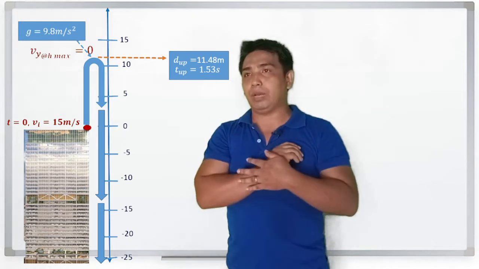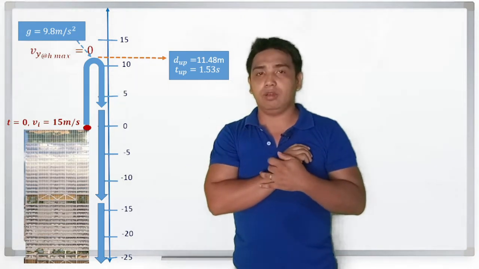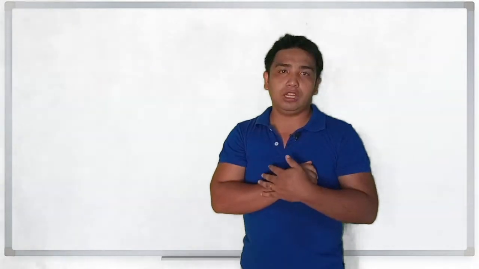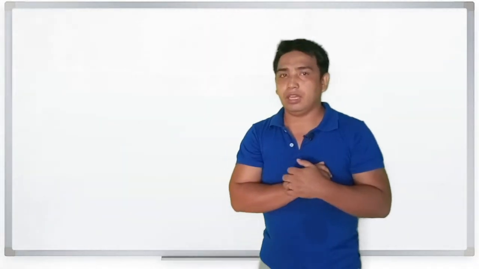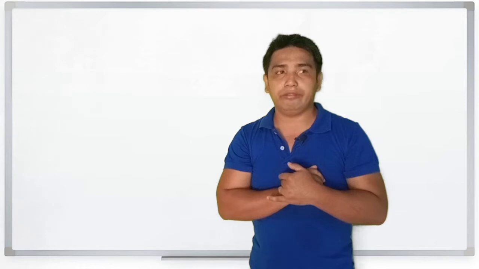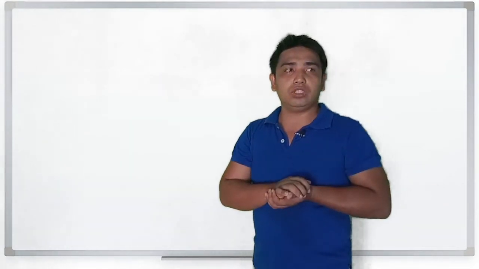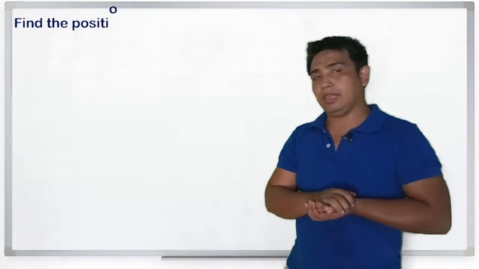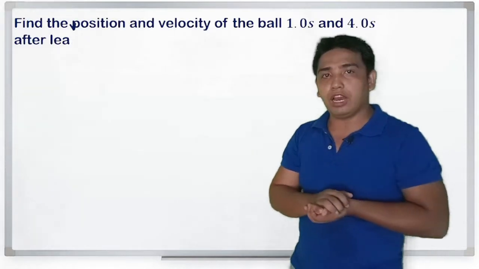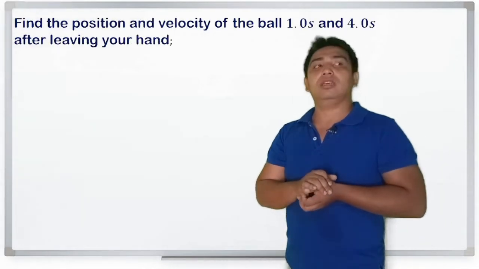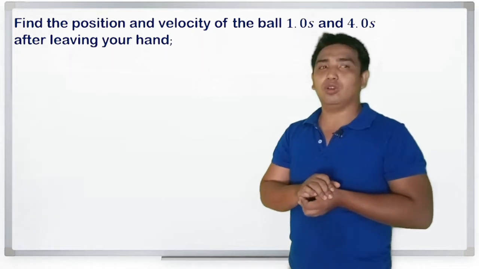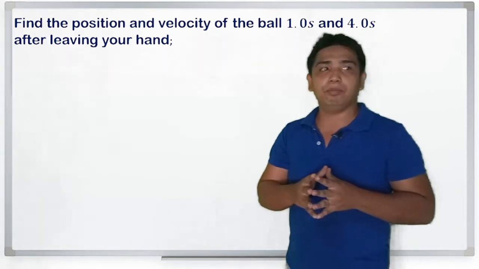Alright, so you might be looking for the answer on the web. The answer is here. So if you didn't catch that one, you can actually go back and watch the video again. Alright, so the next thing that we should do is to find the position and velocity of the ball after 1 second and after 4 seconds. So at those two time periods.